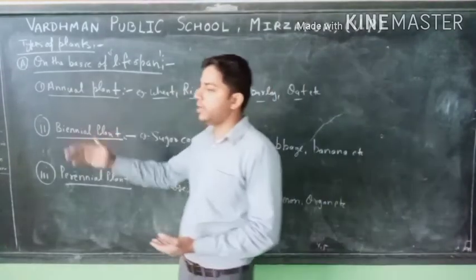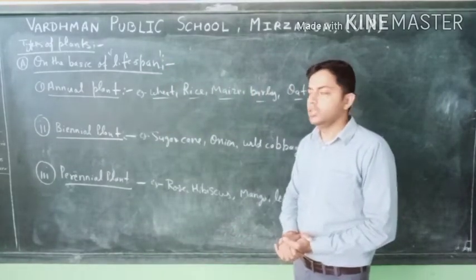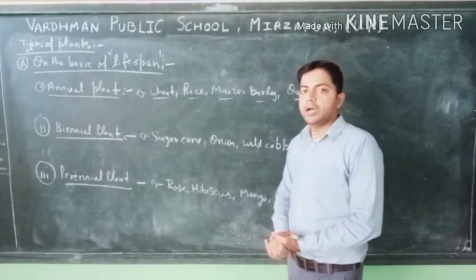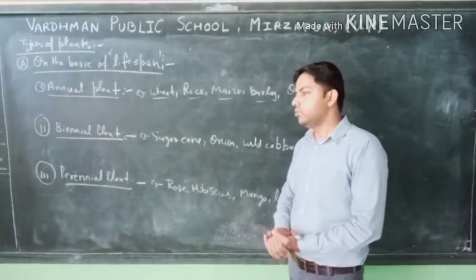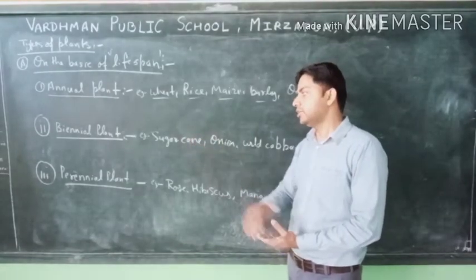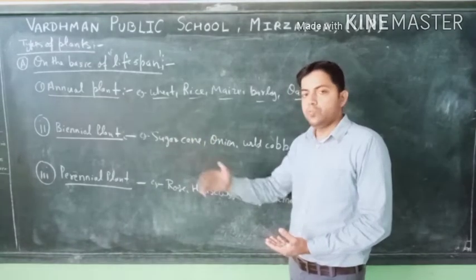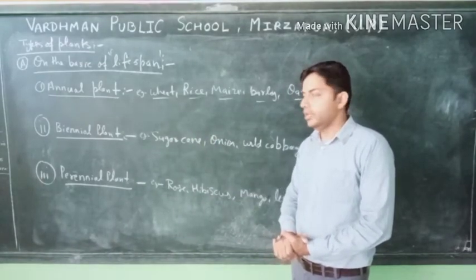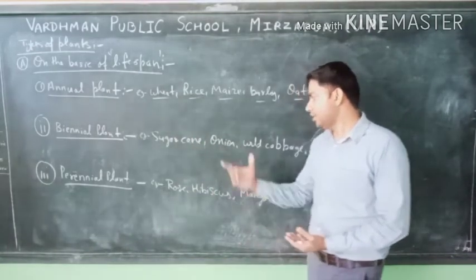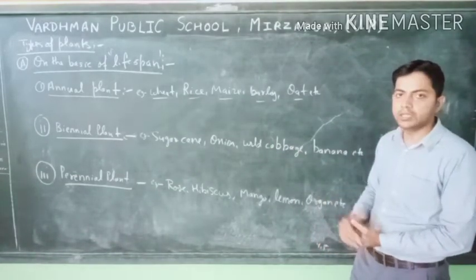Second, biennial plants. Biennial plants are those plants that complete their life in 2 years. In the first year, the plants mature and go into a dormant period during the winter season. In the next year, they again synthesize and start to produce a number of flowers and fruits. Biennial plants include sugarcane, onion, wild cabbage and banana.